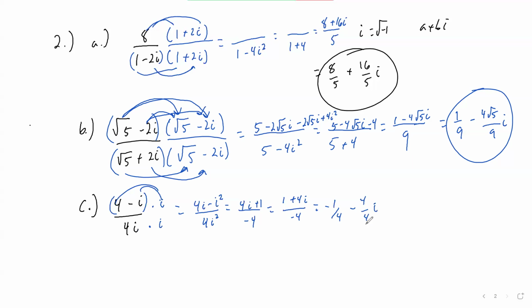And then you do have to simplify this as well. 4 divided by 4 is 1, so that's negative 1/4 minus i, because I don't have to write the 1. So that's how you have to write this. So do simplify as you go on. All right, let's look at one more.